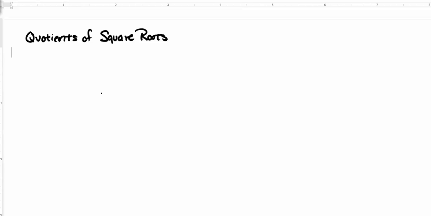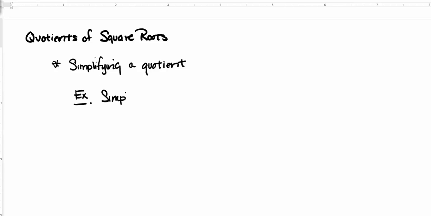Okay, first thing we're going to discuss is simplifying a quotient. And just like when we have to simplify a fraction, right, we try to see if we can find any common factors in the numerator and denominator. We're going to be simplifying a quotient. Let's say I have an example where I have the square root of 13 divided by the square root of 52.